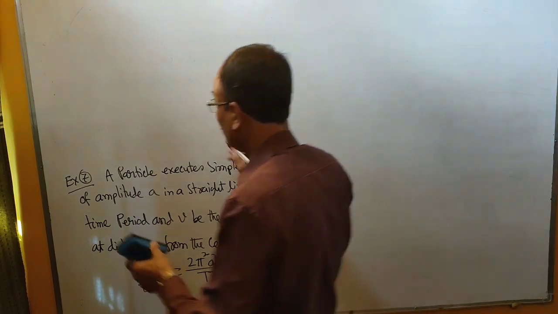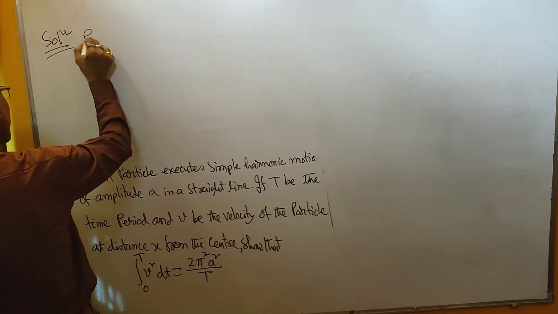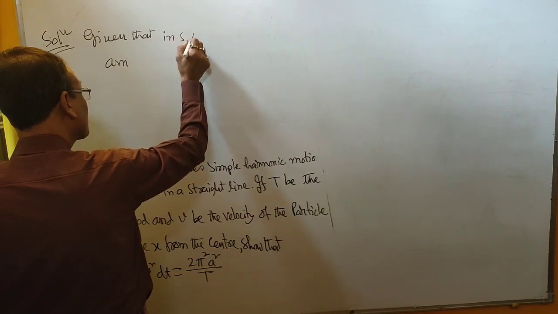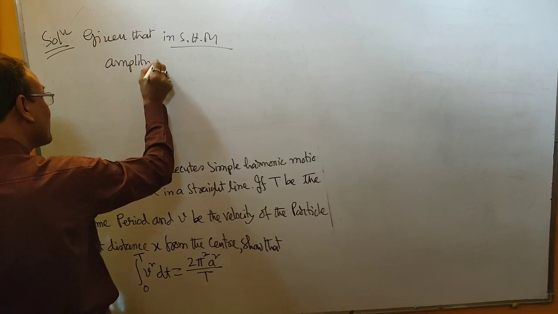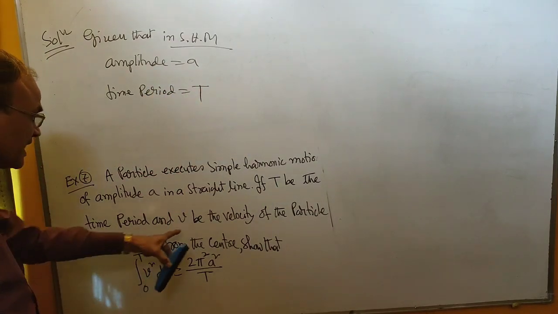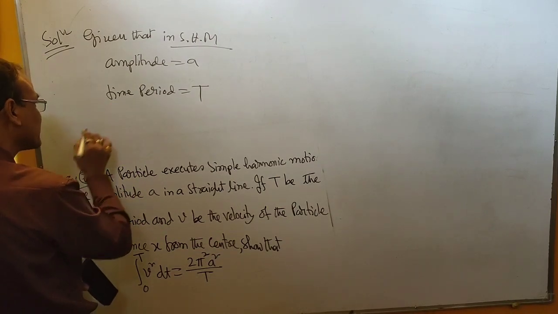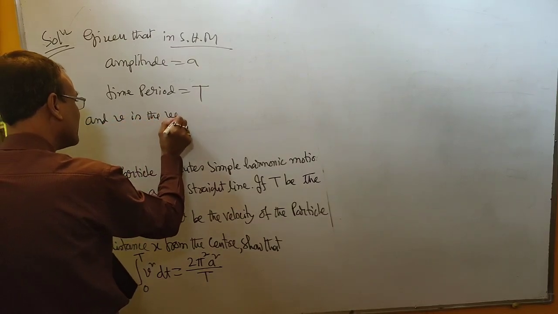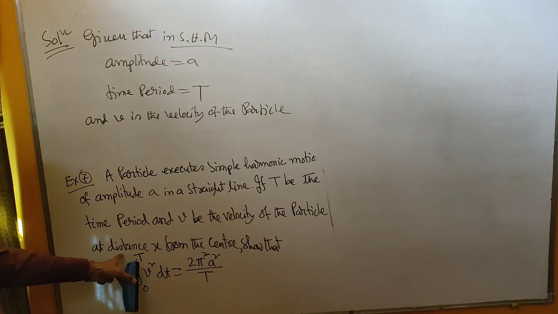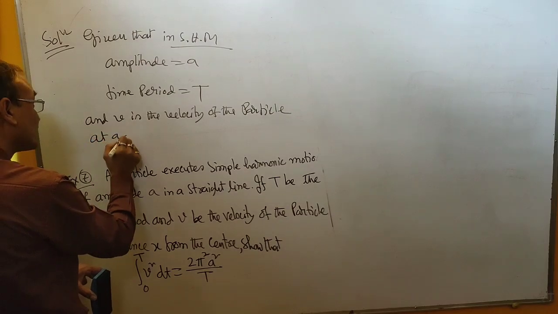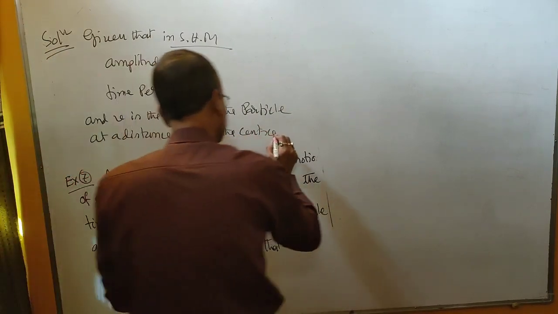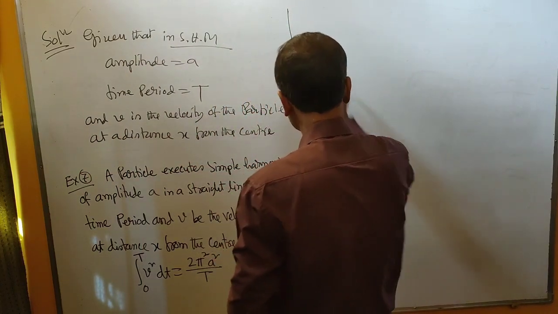Solution. Given that in simple harmonic motion, the amplitude is equal to a, the time period is equal to capital T, and v is the velocity of the particle when it is at a distance x from the center. In simple harmonic motion we have.